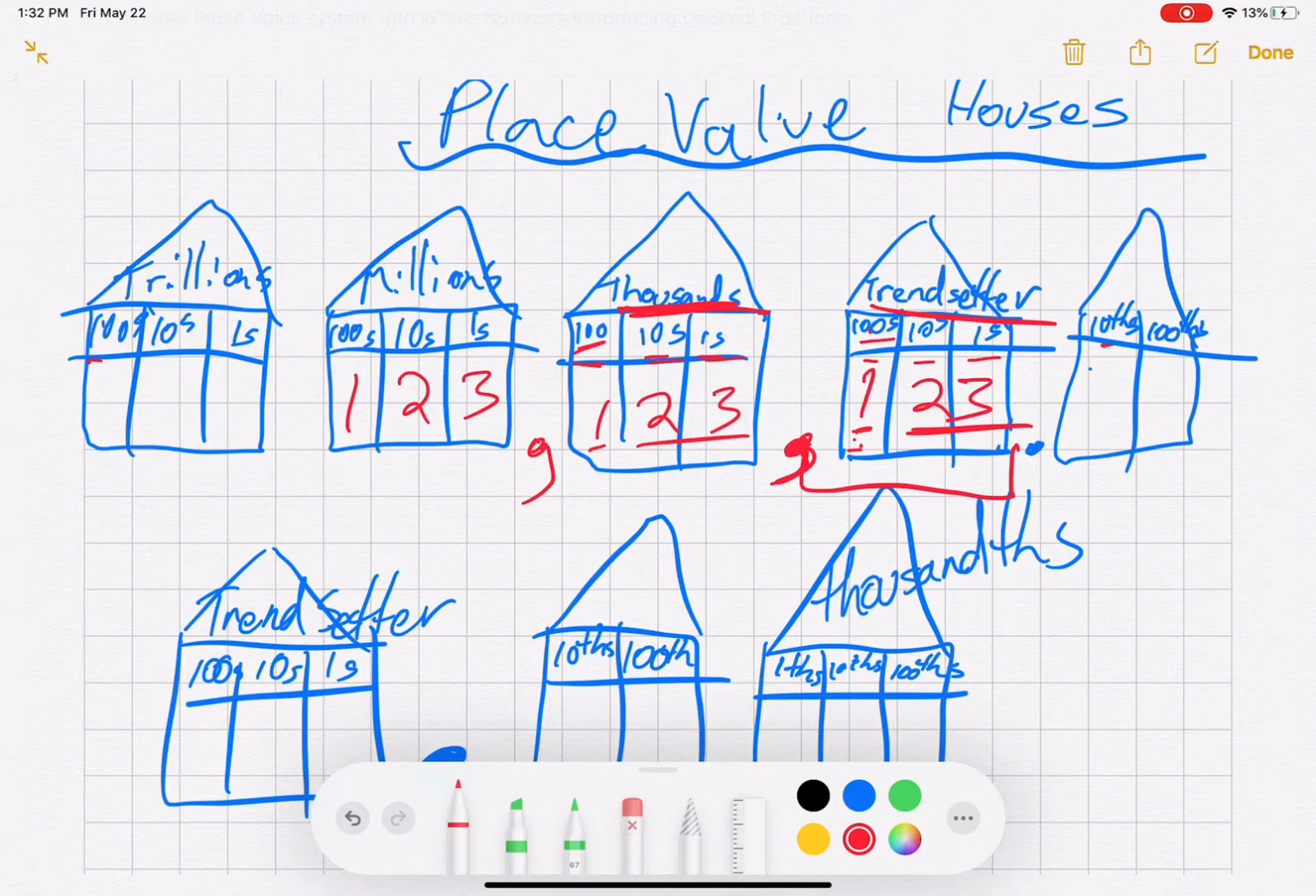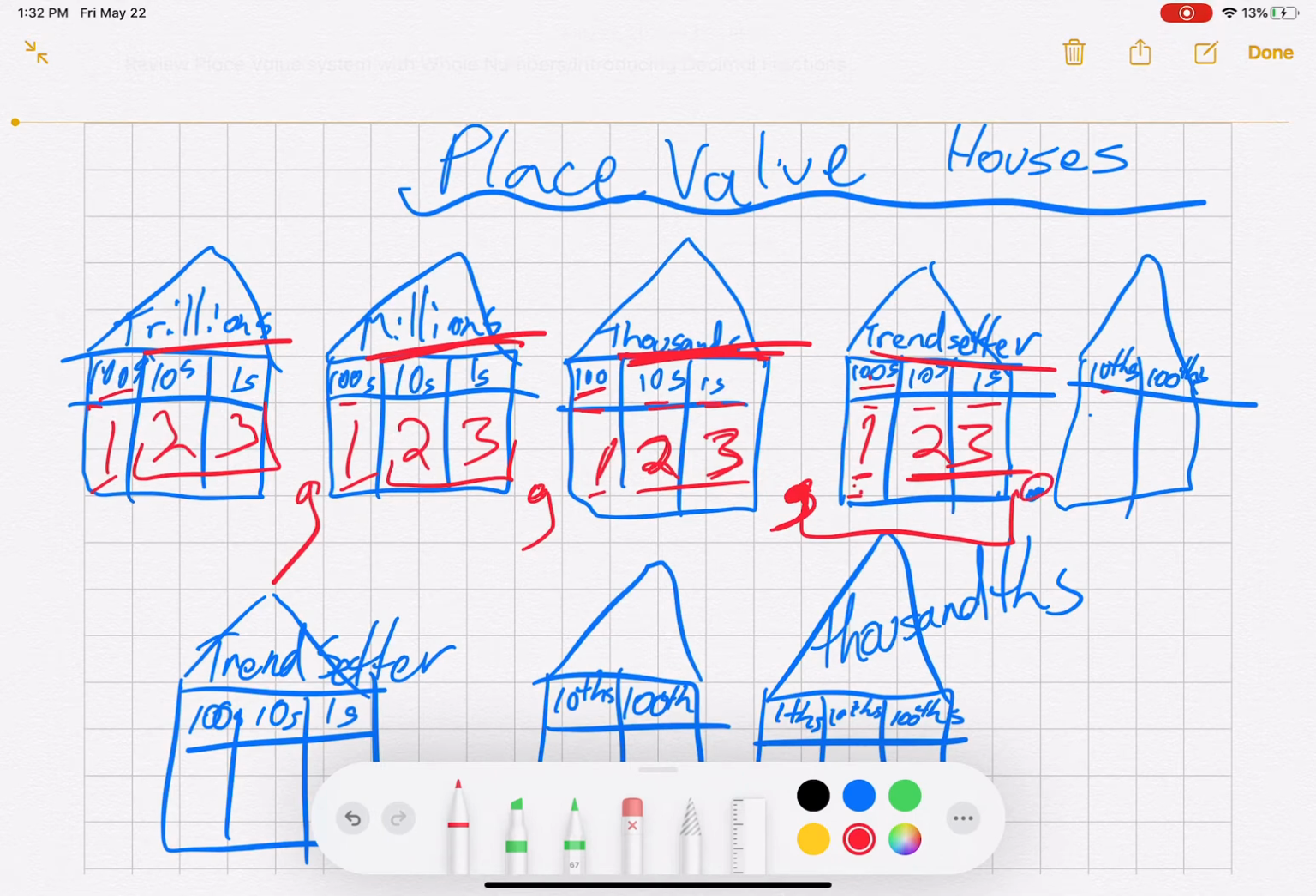If I move again, I do the same thing. If I'm naming it, I say 123 million, 123,000, 123. And again, that same pattern: 123 trillion, 123 million, 123,000, 123. And now I want you to have a look.